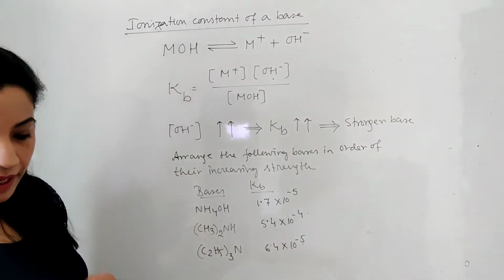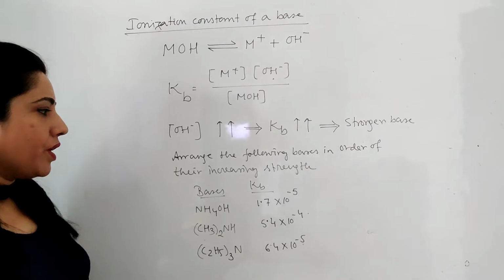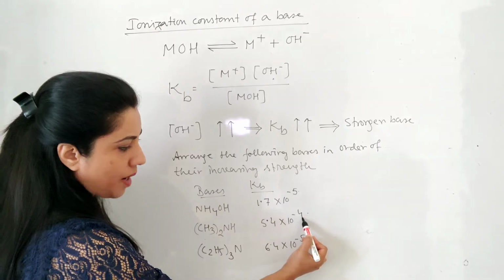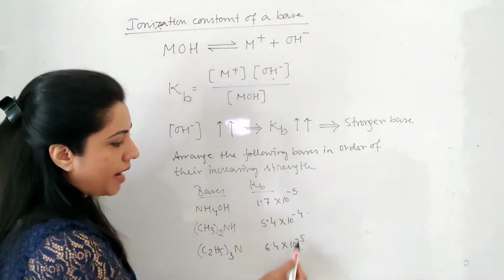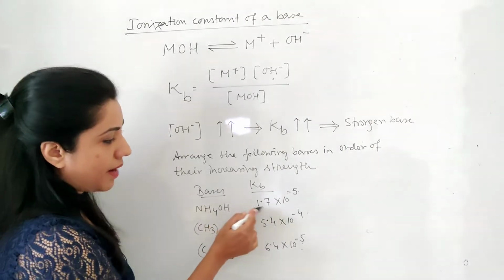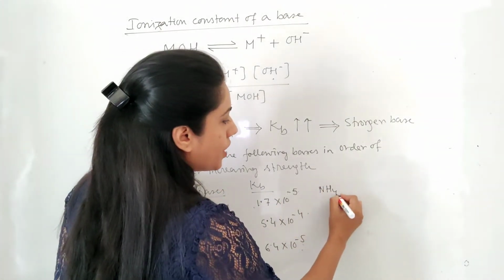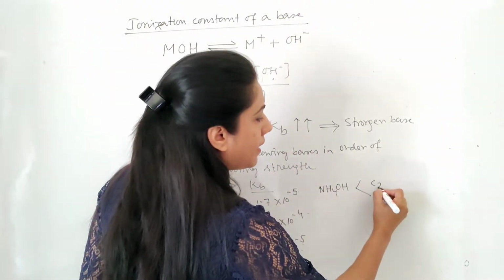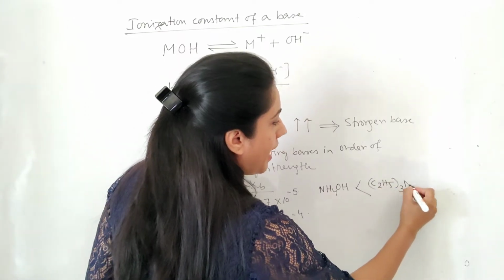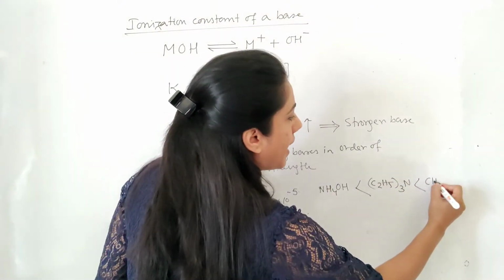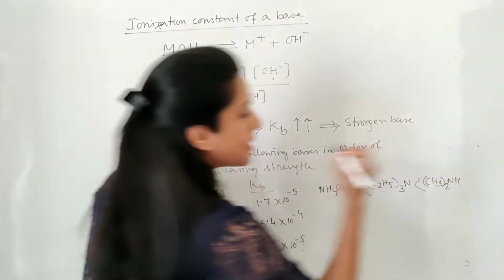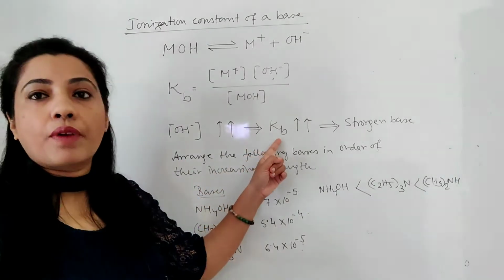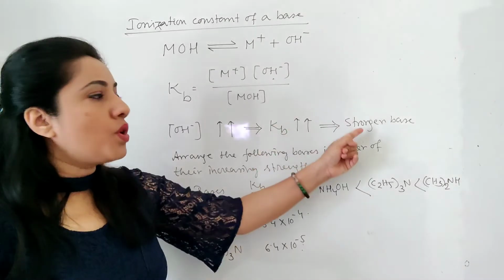So we have to arrange them in the order of increasing basicity. So let us see what is the lowest value of Kb. This is 10 raised to power minus 5, this is 10 raised to power minus 4, this is 10 raised to power minus 4. So among these, NH4OH is having the least Kb value. Next will be dimethylamine, and the last one will be triethylamine, which is the strongest base. So we conclude that the higher the value of Kb, the stronger the base will be.